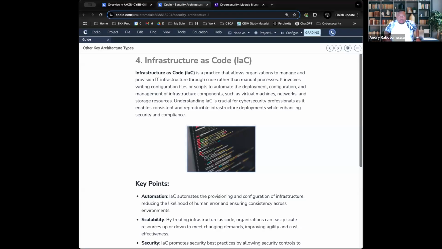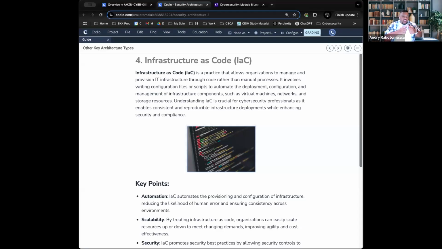Let me explain. When you have a network, you have a router, you have a switch, you have your end devices. These are all physical devices, right? And if you're a network engineer, you have to go into each of these devices and configure them.